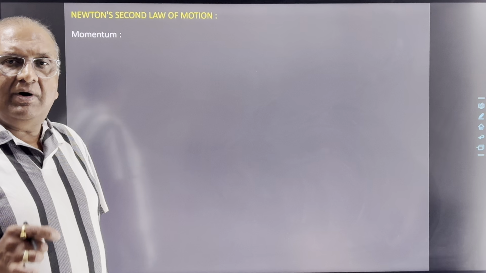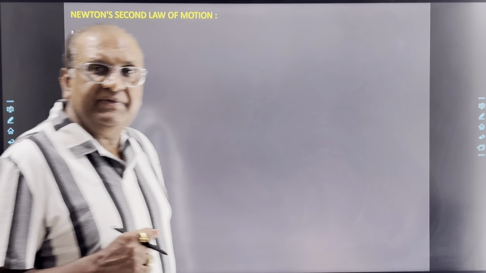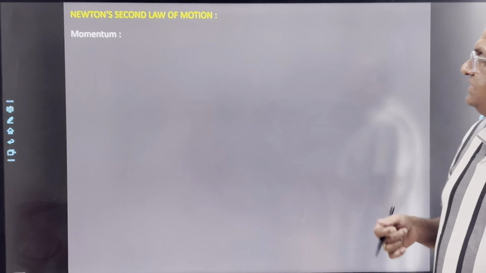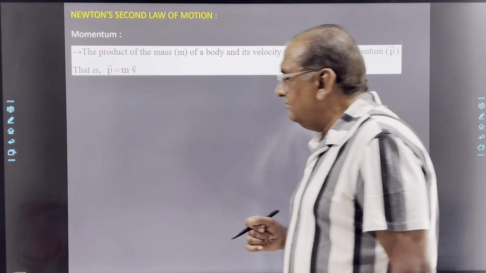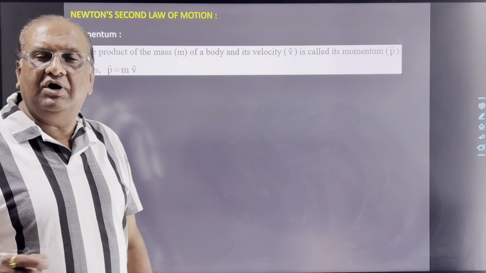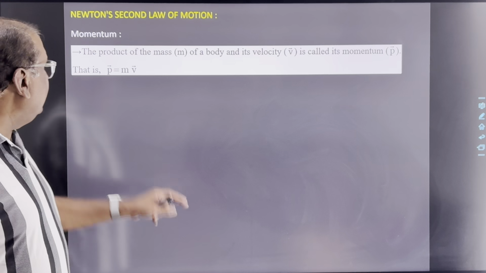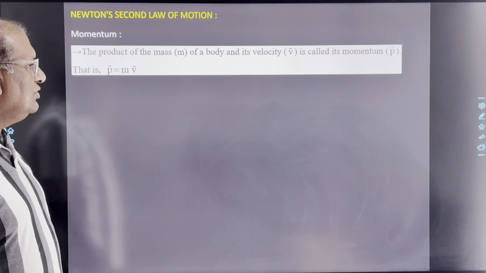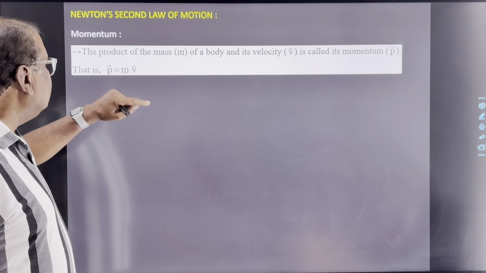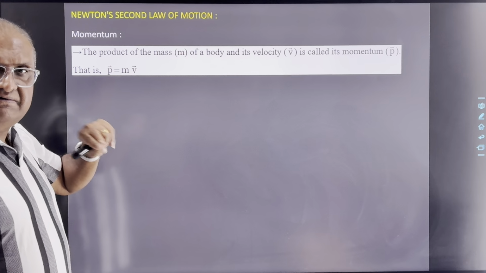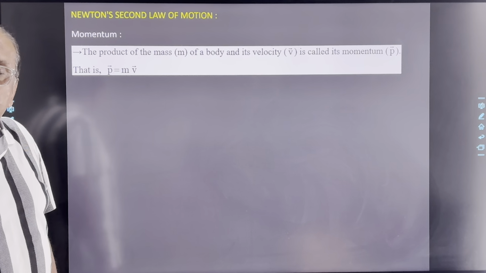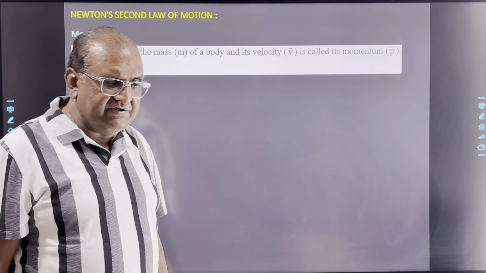And linear momentum, or momentum, we say, is a vector quantity and it is in the direction of velocity of the body. So the product of mass of the body and its velocity, that is called momentum. So we can write momentum P equal to mv. Mass is a scalar quantity, velocity is a vector quantity, so obviously we can understand here the momentum will be in the direction of velocity.